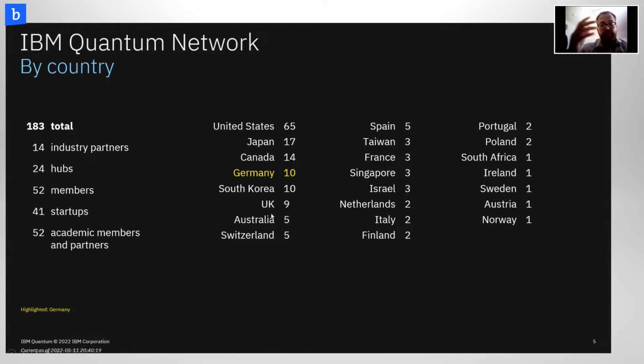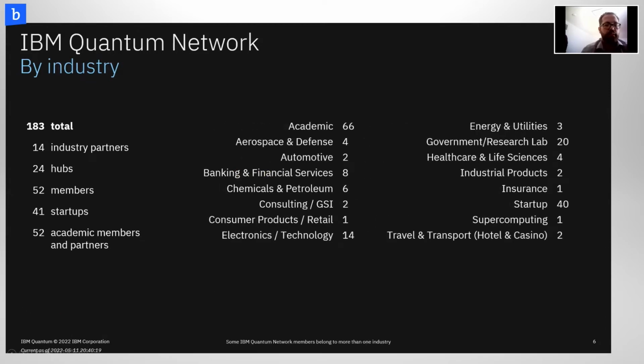Why am I talking about who is in the IBM Quantum Network? Because it's very important to see there is a lot of interest, and there is a lot of necessity for close collaboration. We have a lot of stories where IBM Research published an algorithm, then a university took that algorithm and improved it, then an industry partner from the quantum network took that algorithm, which was twice improved, and applied it for their use case.